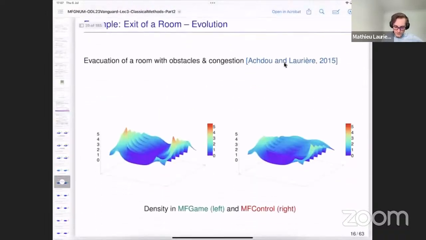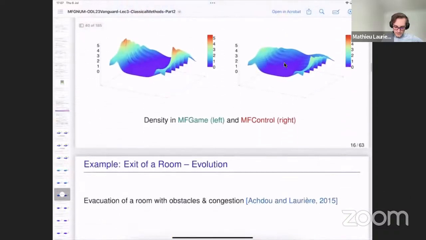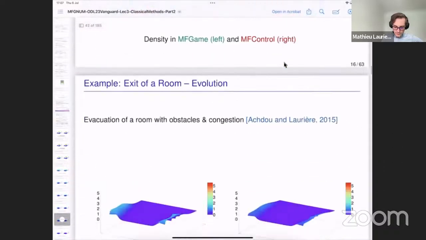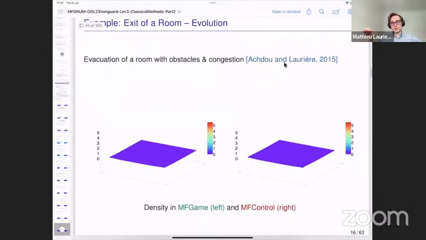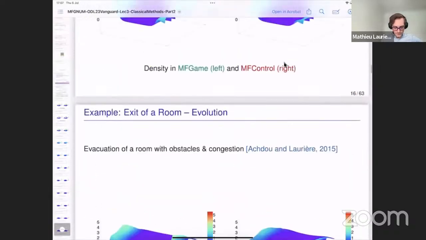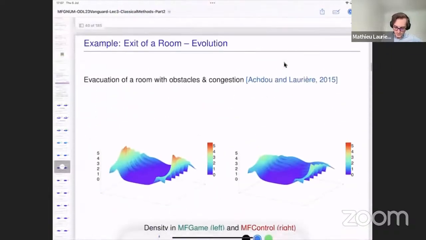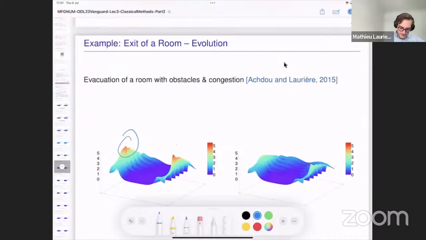But then you keep moving on like this, and you see that at the end, both of them, so this is 4 different time steps, and both of them manage to reach density 0 inside the domain. So here, if I go back, you notice that there is one point where here there is a high density for mean field game, whereas for mean field control, it is lower.